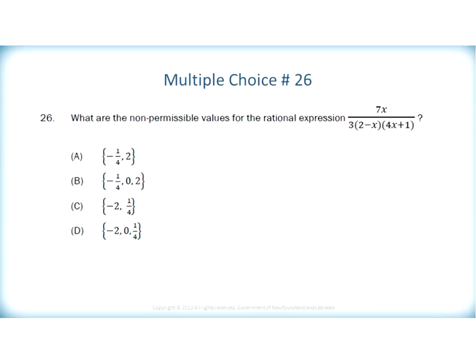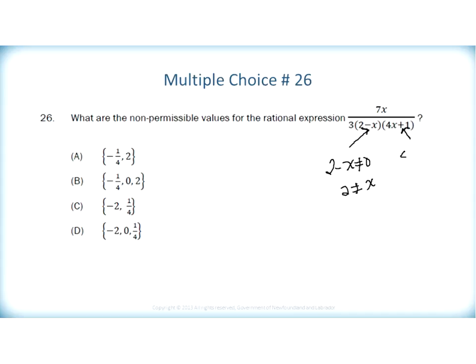What are the non-permissible values for the rational expression? So remember, non-permissible values are the values for the variable that would make the denominator 0. And so we're looking at these two factors, 2 subtract x. So here 2 subtract x cannot be 0. So 2 cannot be x, or x cannot equal 2.